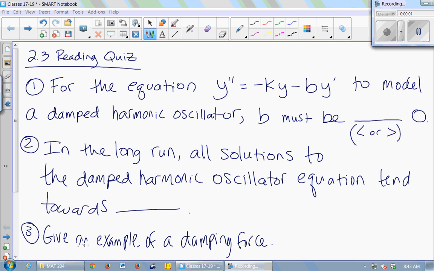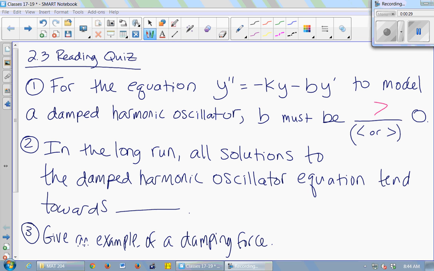The equation for a damped harmonic oscillator: y double prime equals negative ky minus by prime. But in order for that to model a damped harmonic oscillator, b has to be greater than 0. Because the sign in the equation makes it negative, and it needs to be negative because it is subtracting from the force.